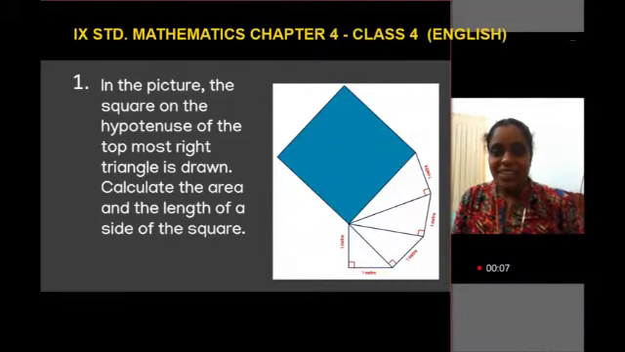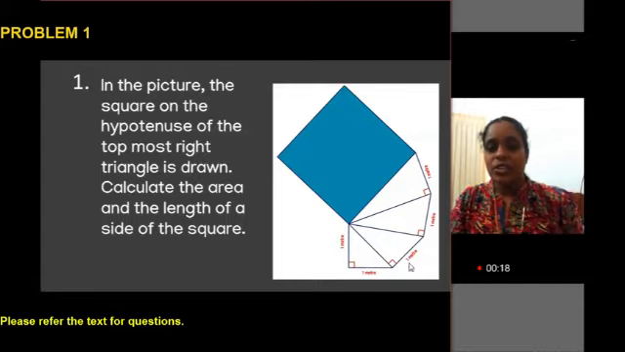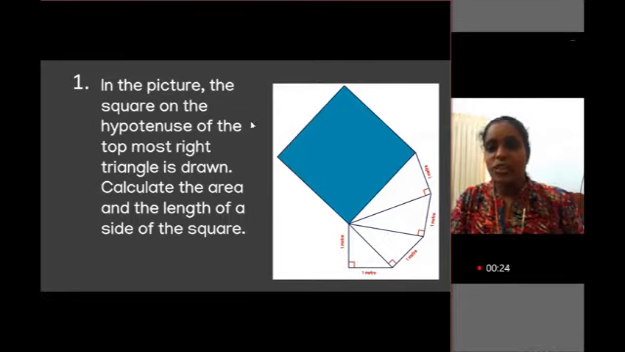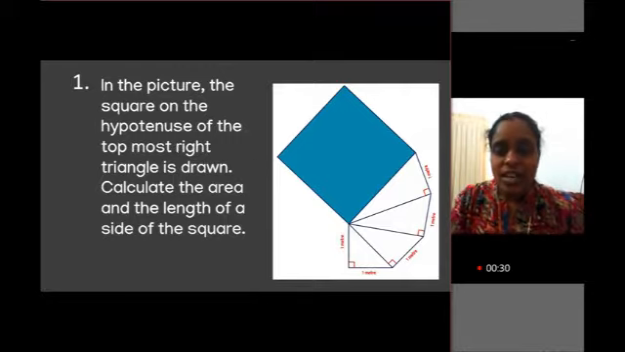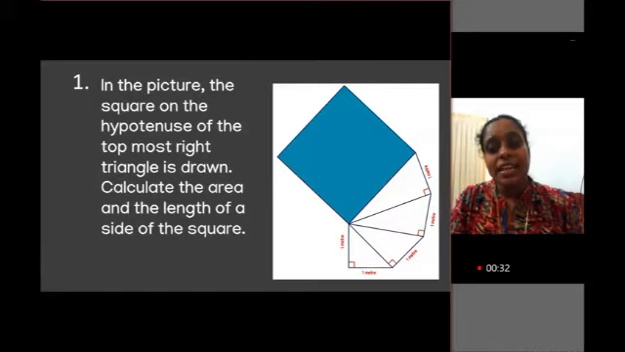Hi everybody, today we are going to find a solution of a problem in your textbook. You can see a picture here and the question is, in the picture the square on the hypotenuse of the topmost right triangle is drawn. Calculate the area and the length of a side of the square.